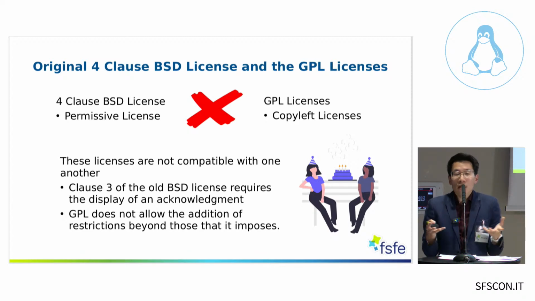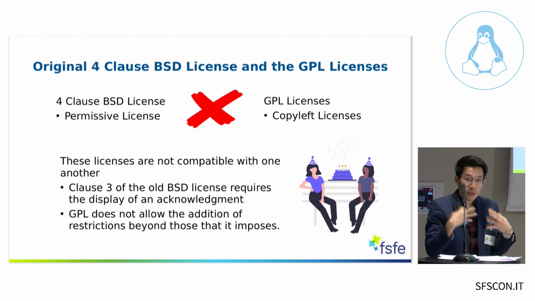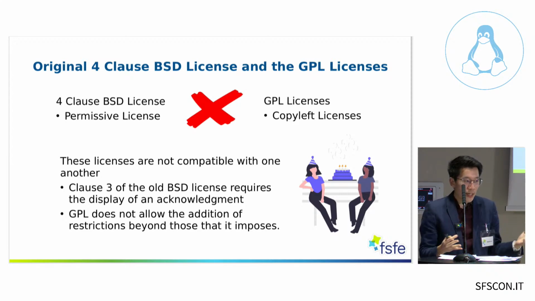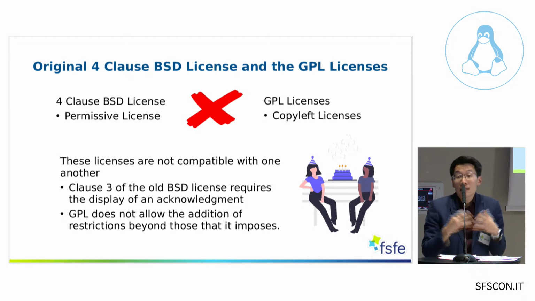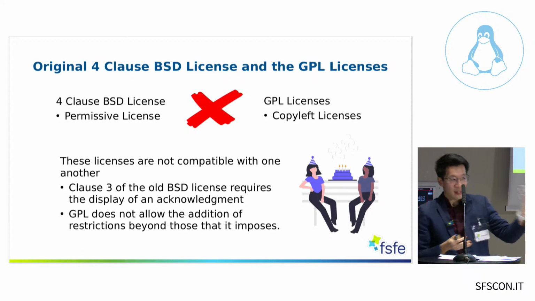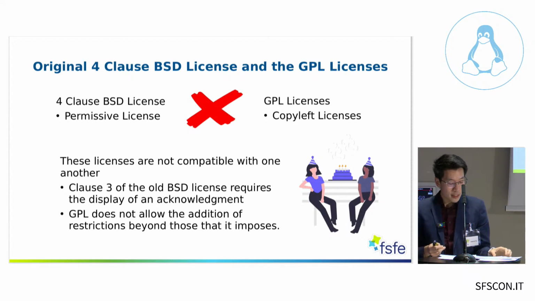So the GPL does not allow additional restrictions to be placed beyond those that the GPL already imposes. The original BSD license is considered to be incompatible with the GPL basically because this requirement to display the advertising clause is considered an additional restriction that's not included in the GPL and therefore not allowed under the GPL. So we can say that the original 4-clause BSD license is incompatible with the GPL.